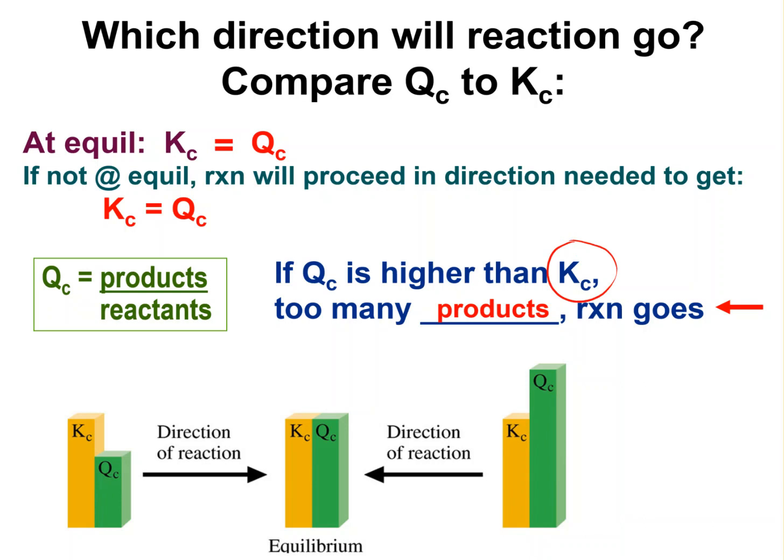On this diagram down here, this is the situation up here: if you have too many products to reactants compared to the ratio you're supposed to have, then you'll have this situation. Too many products, so it will react to the left to get rid of products.